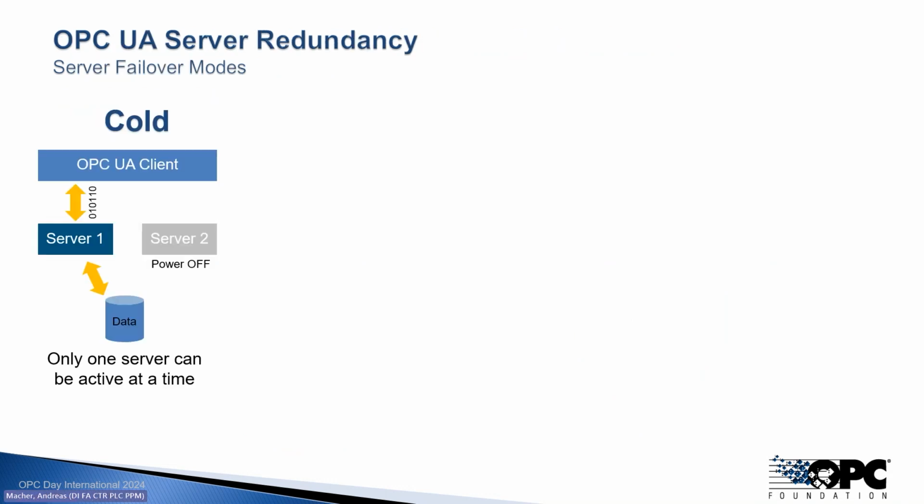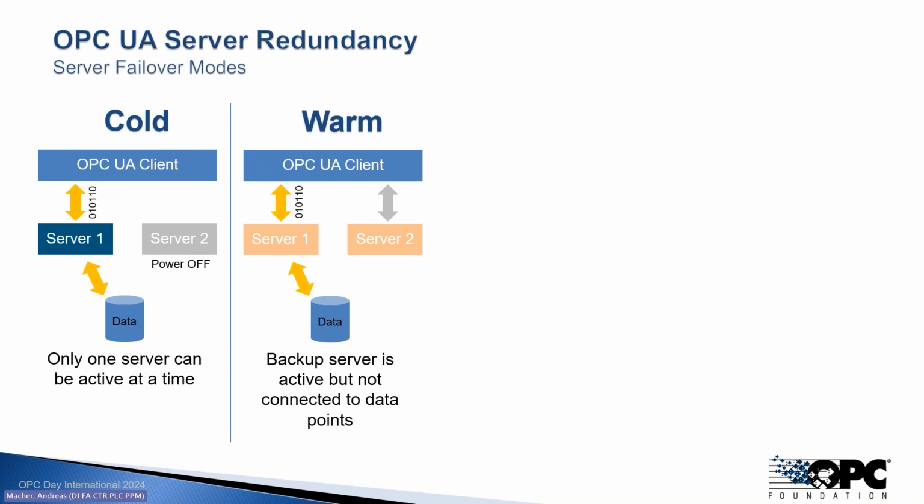So let's take a look at the defined failover modes for server redundancy. The first one is the so-called cold mode. In this case, there is only one server active, and the second one is there, but it's powered off. So if you have a failover, you have to start the second server, which will, of course, take time. So it's not bumpless. It will take some seconds or minutes to get to a running system.